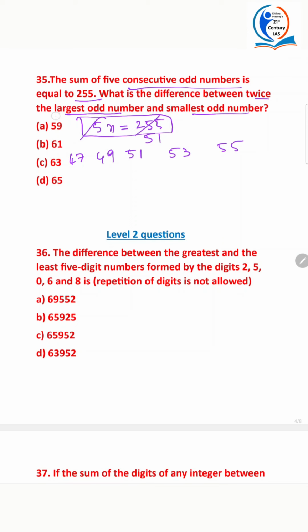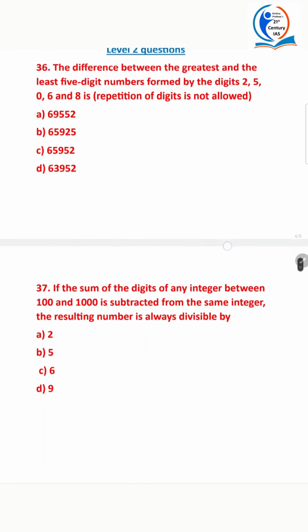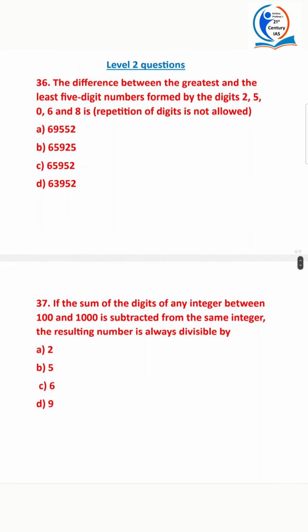What are they asking? Twice the largest odd number. Twice the largest odd number. 2 into 55 minus smallest odd number, that is 47. 110 minus 47. Okay, it is 63. That's the answer. Now, we'll come to a little bit higher level questions. High level questions are not tough questions, but they ask you to think. They demand thinking from your side.